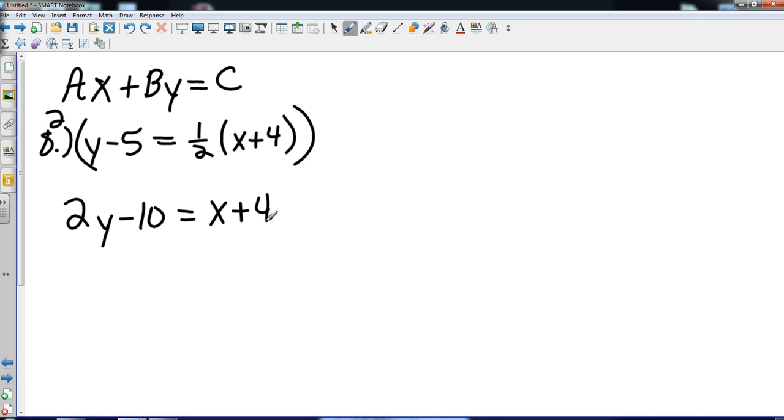Now, some of you might ask, well, why didn't I multiply the x plus 4 times 2? We did, because that was connected to the x plus 4. So that's only one term, because it's squeezed together, okay? So now, no more fractions. Now I need to combine my x's and y's. So again, I'm going to bring the x over. So that gives me negative x plus 2y minus 10 equals 4.